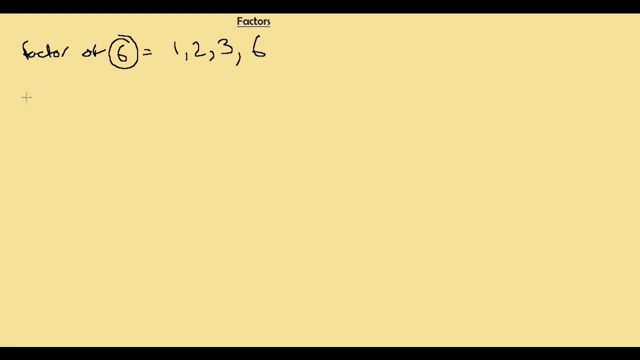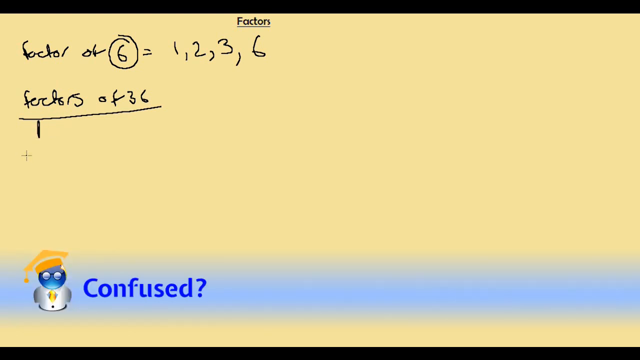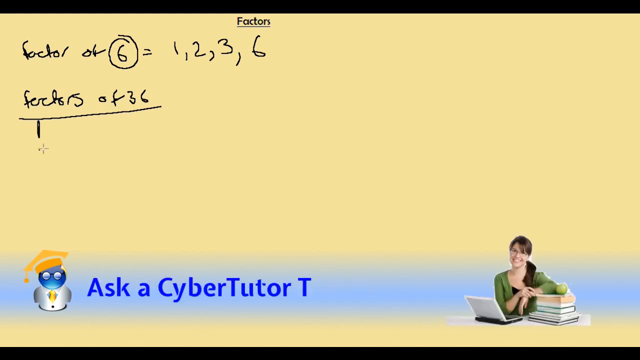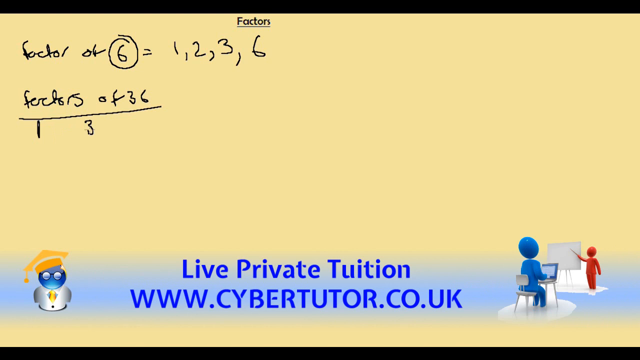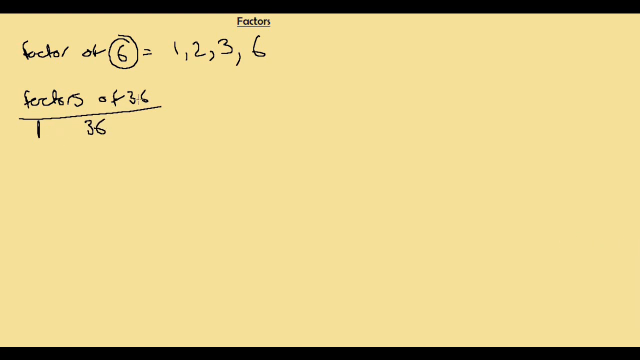So if we wanted to do the factors of 36, then we can do that relatively easily. It's always good to think about factors in pairs. What I mean by that is, the easiest factor to start with, which you should always think of, is 1. 1 goes into anything. So what number must I times by 1 to get 36? Well, that must be 36. So 1 times 36 is 36. That means that 1 and 36 are factors of 36.